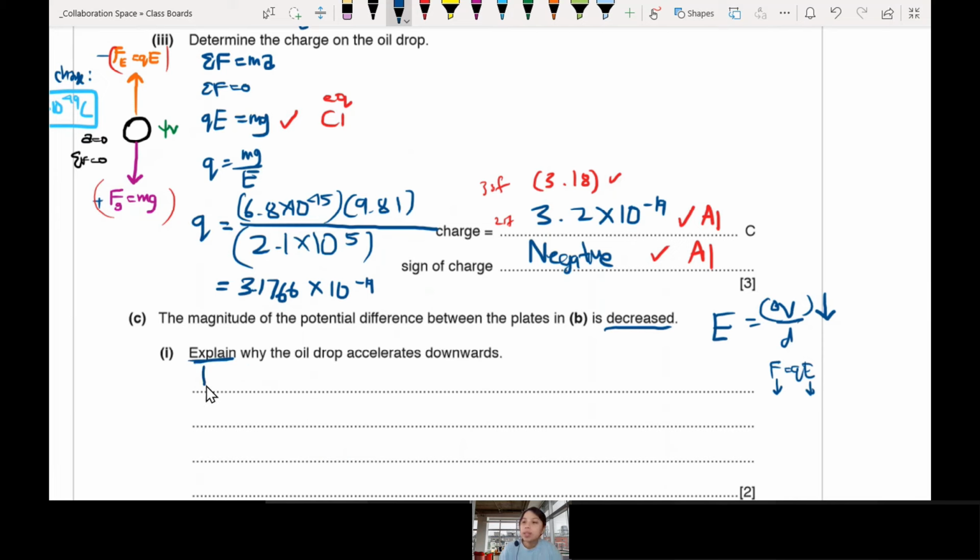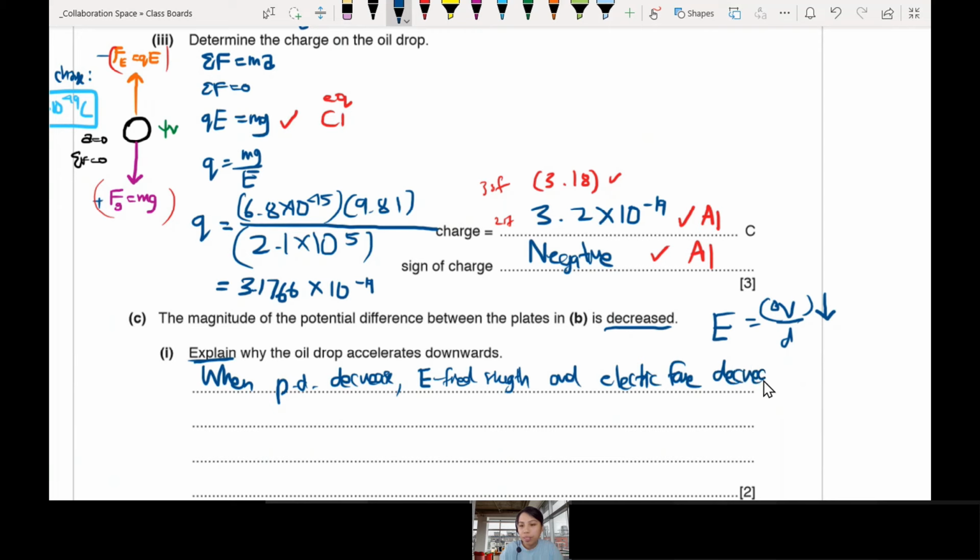So when the potential difference decreases, electric field strength, E field strength, and force, electric force, must say electric force because got too many forces, decreases. Space to write already. Rub off this. Decreases. This is pulling the link between this equation and F equals QE.